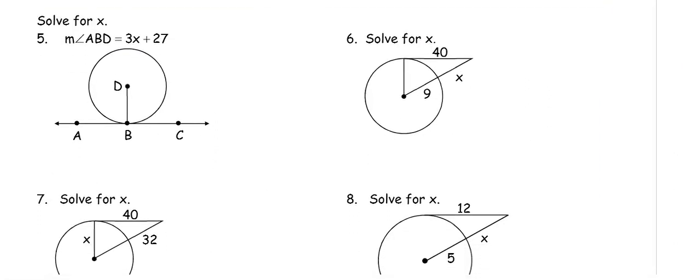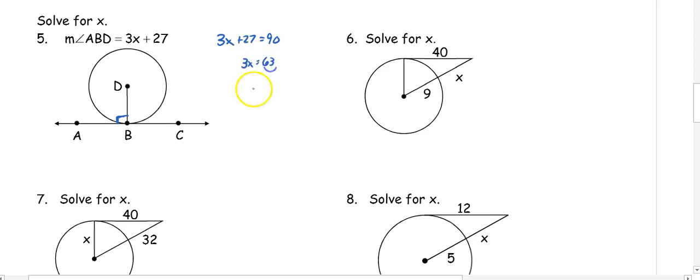In number 1, we want to find the measure of angle ABD. Well, ABD is going to be a right angle because BD is a radius that's drawn perpendicular to the tangent line. So we would have 3x plus 27 is equal to 90. We can subtract 27 from both sides, so 3x equals 63, x equals 21.